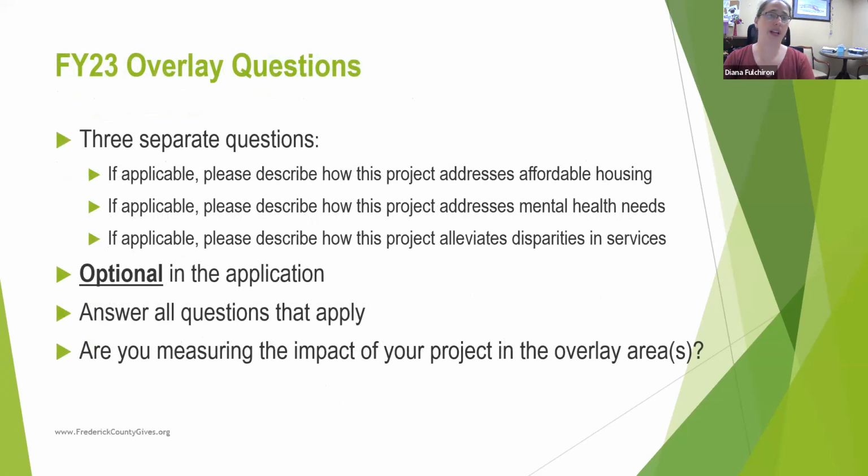And then we're also going to have the overlay questions. There are 3 separate questions. If applicable, please describe how this project addresses affordable housing. If applicable, please describe how this project addresses mental health needs. And if applicable, please describe how this project alleviates disparities in service. These are optional questions in the application. Again, you do not have to answer them, and you're also welcome to answer all the questions that apply. So this could be a mental health program that focuses on a marginalized or disenfranchised community. This could be an affordable housing program that also has mental health built into it. So you can answer 0 to 3 of these questions, but again, they are optional.